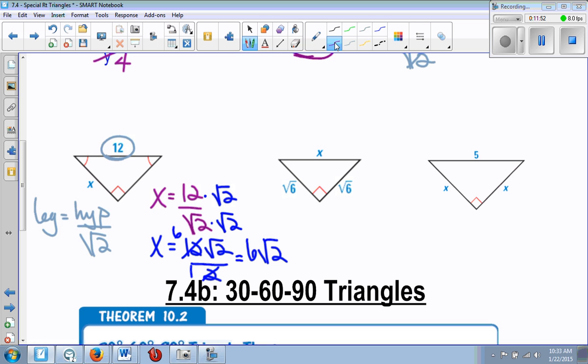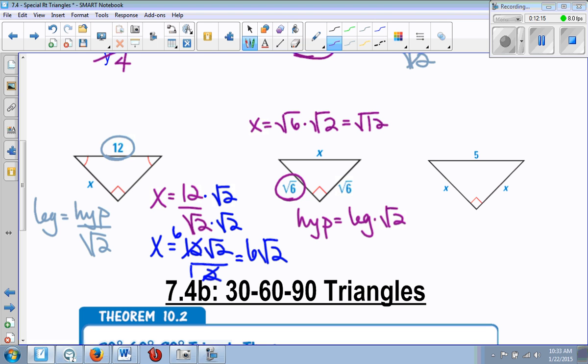In the next one, you realize that you're given a leg. In order to find the hypotenuse, it's always leg multiplied by root 2. So that means we're going to take the leg of root 6 and multiply by root 2. That will tell us the hypotenuse. So my hypotenuse comes out to the square root of 12.